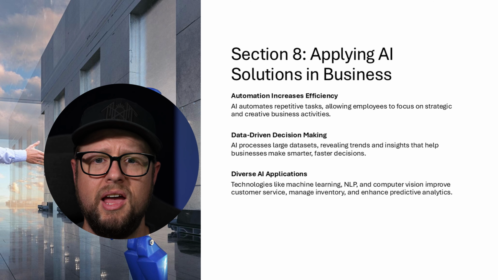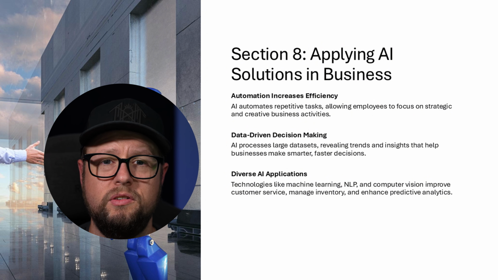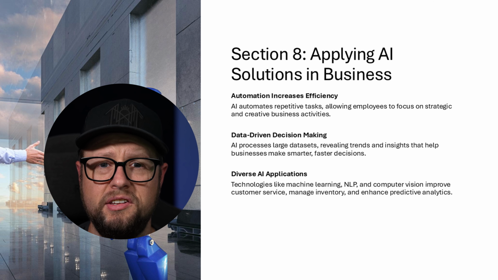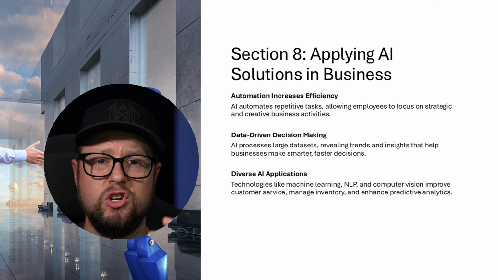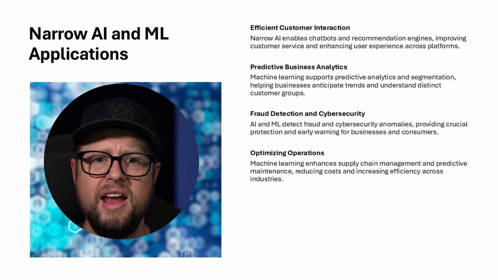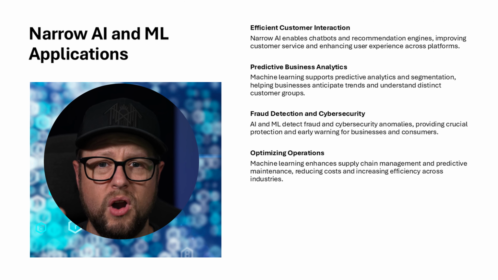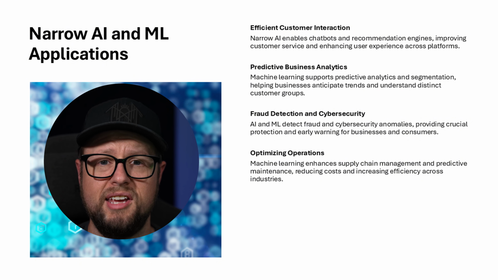Section 8. Applying AI solutions in business. AI is revolutionizing business practices by automating processes, analyzing large data sets, and providing actionable insights. Let's explore specific AI types and their business applications. First, we have narrow AI. Narrow AI finds use in chatbots for customer support, recommendation engines, fraud detection systems, and predictive maintenance applications.